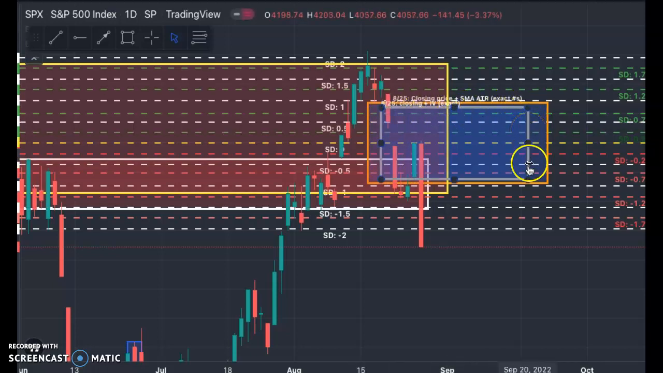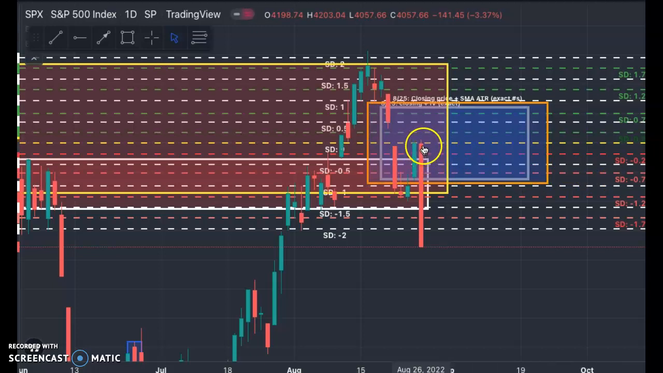So what does that mean? This gray box is my first containment box, and then the second box, which is the orange one, is my secondary containment box. This orange box is definitely 1 standard deviation. This yellow line here is my 0 line, and this is the 0 line for Friday's candle.